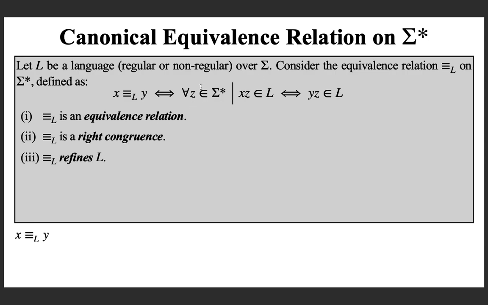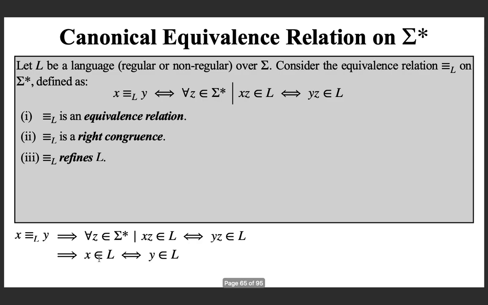Then by this definition we have, for all strings Z, XZ is in the language if and only if YZ is in the language. What is Z? Z can be any string. Substitute Z as the null string. You will get X followed by the null string, that is X itself, in the language if and only if Y followed by the null string, that is Y, in the language.